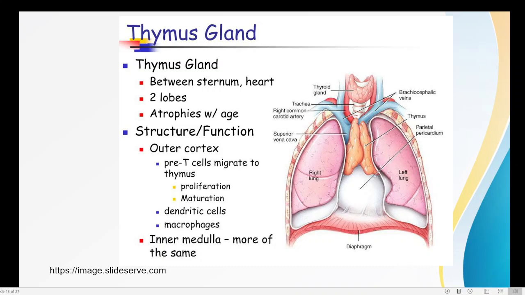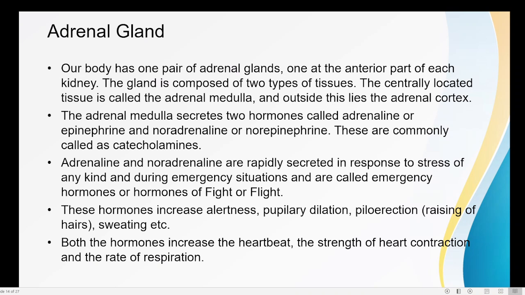So this is an idea regarding the next gland, known by the name thymus gland.